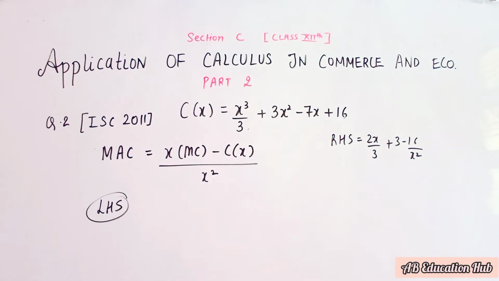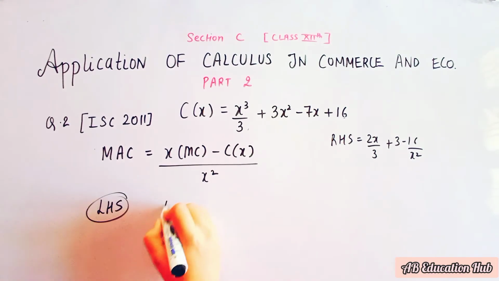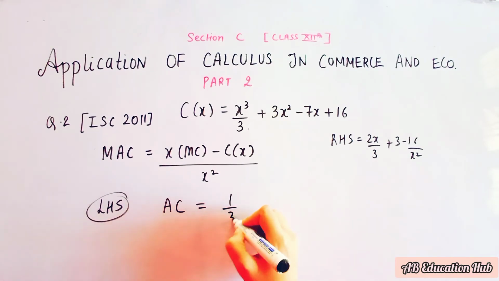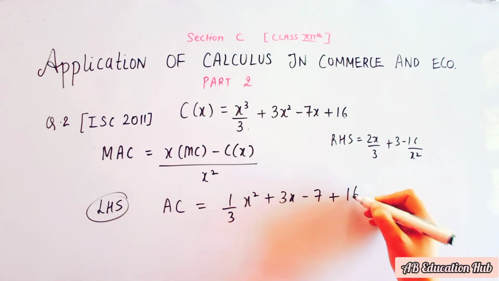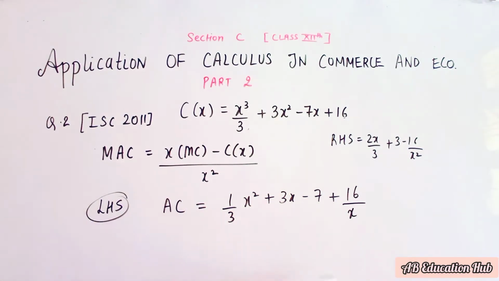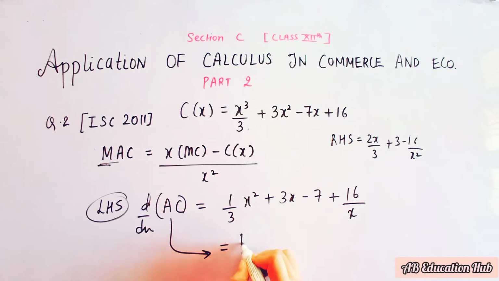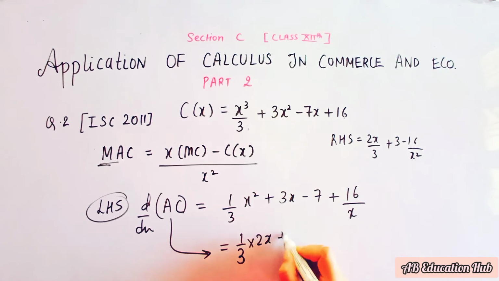Now let us have a look at the LHS, that is the left hand side, which is MAC, marginal average cost. Average cost was 1 by 3 x square plus 3x minus 7 plus 16 by x. This was the average cost which we found in the second part. Now we have to differentiate it, since we have to find the marginal average cost, that is d by dx of AC. We will do it here, which is equal to 1 by 3 multiplied by 2x plus 3 minus 16 by x square. So the LHS is equal to the RHS, hence it's proved.